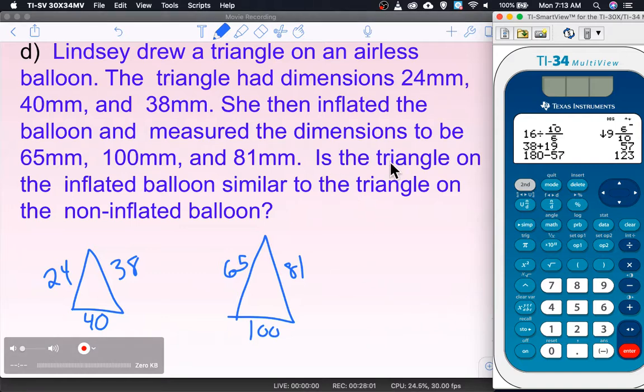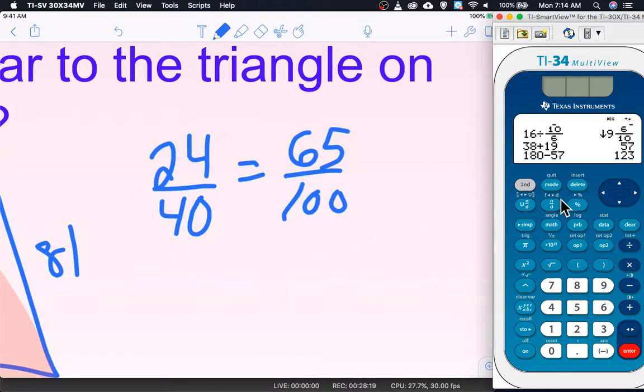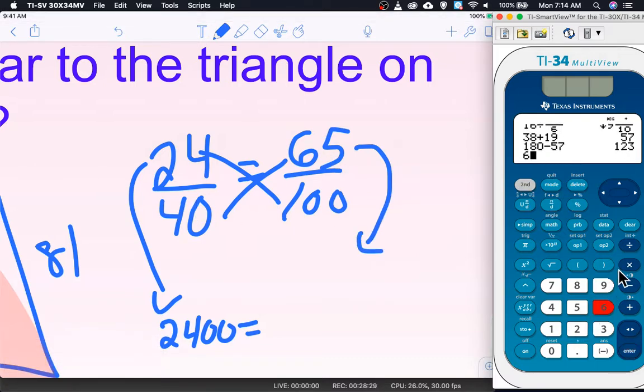Now in order to figure out if the two triangles are similar, well, a proportion is the thing to do. I would use these two sides and those two sides because those are the two I really like to use. So I'd set up 24 over 40 equals 65 over 100. And then I would do a proportion. That is 2400. I know that already. I can do that math in my head. I cannot take 65 times 40 as quickly in my head. 2600. So the answer is no, actually.